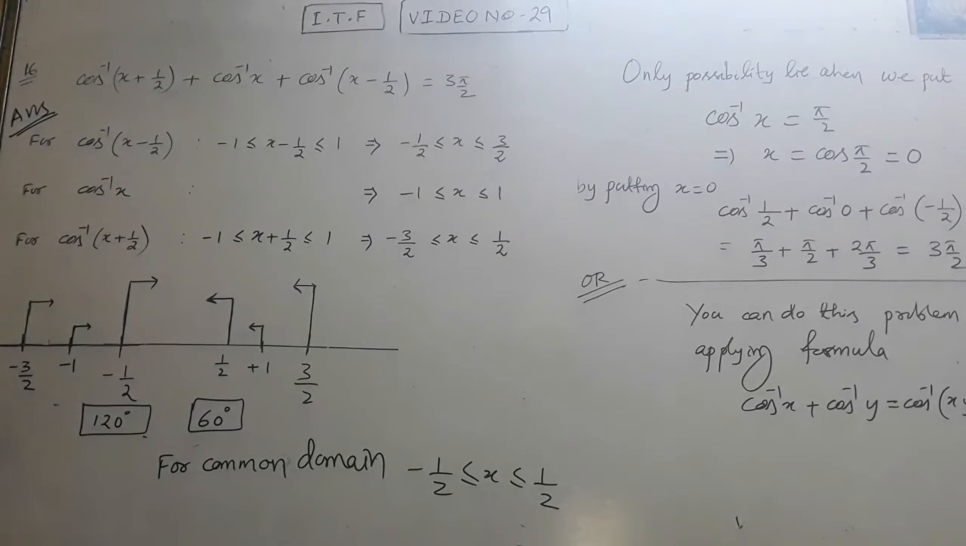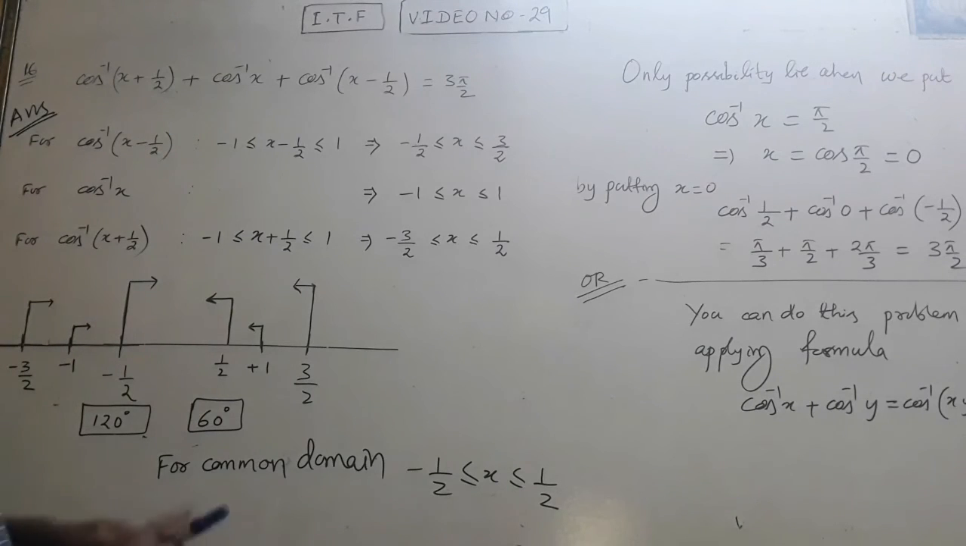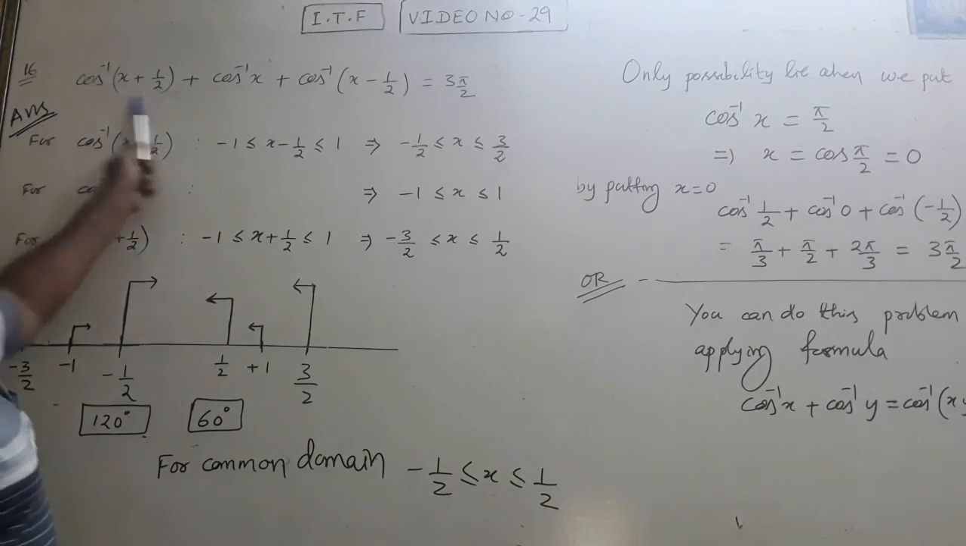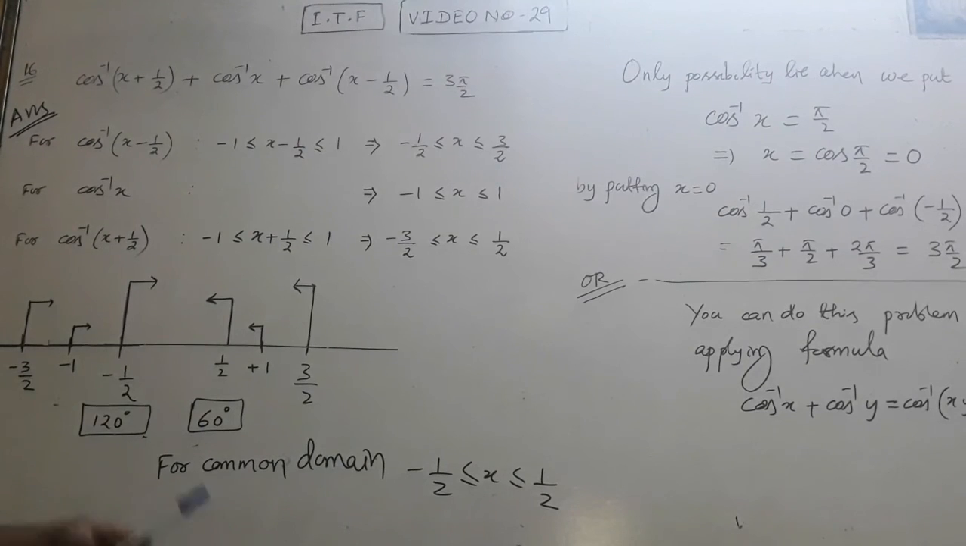So the only possibility: cos inverse minus half is 120 degree and cos inverse half is 60 degree. So I will take a value only which lies between 60 and 120 degree. For this the only possibility is when cos inverse x is equal to pi by 2, so x is equal to cos pi by 2, which is 0. And after putting x equal to 0 in the left hand side, it gives you 3 pi by 2. That's why I am telling that the only possible answer is x equal to 0.